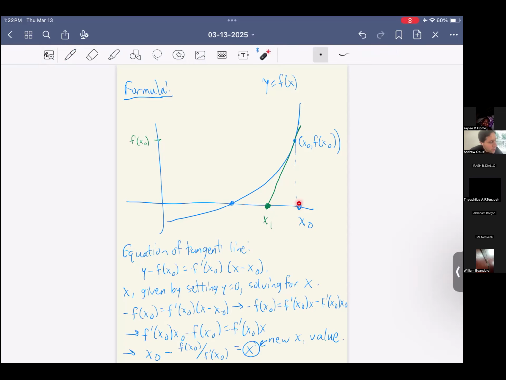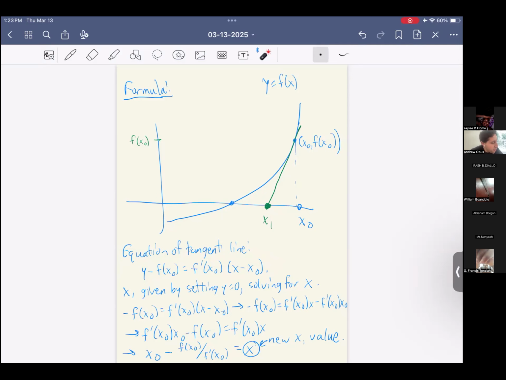Okay, remember, I start with x0. I draw this tangent line. I have an equation for the tangent line because I know its derivative is the slope, and I know a point on it. And I want to know, when does this cross the x-axis? So to do that, I take the equation of the line. Crossing the x-axis means y equals 0, and I solve for x there. So it turns out that we have this formula: our new x is going to be x0 minus f of x0 divided by f prime of x0.